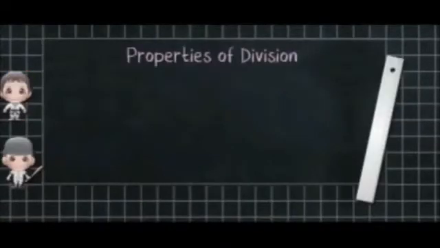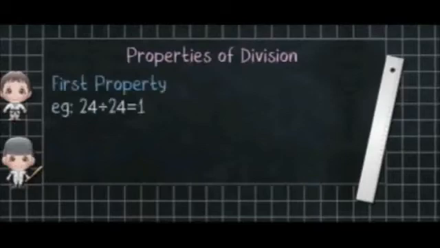Now we will study the properties of division. So let's start with an example. The first property: when 24 is divided by 24, you can see the quotient is 1. Second, when 115 is divided by 115, the quotient is again 1.